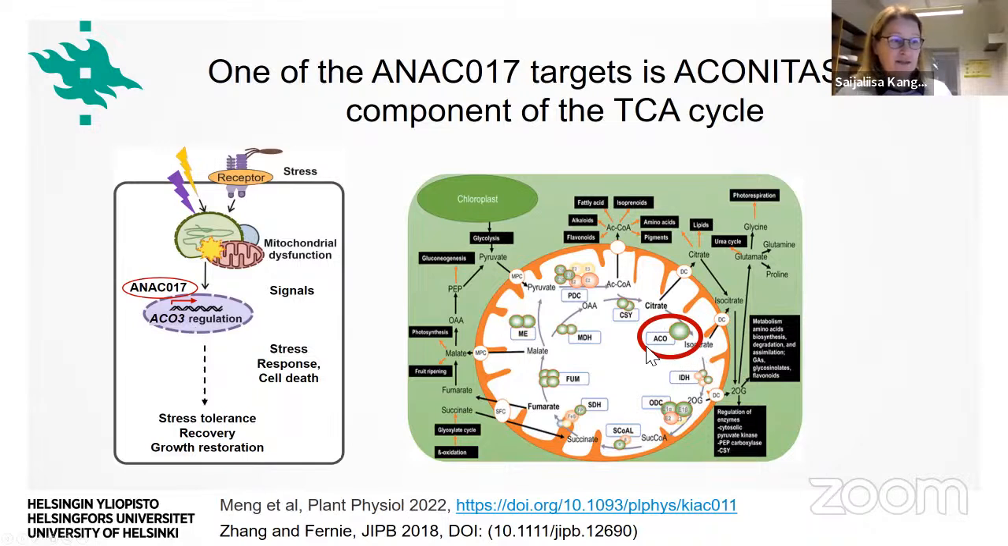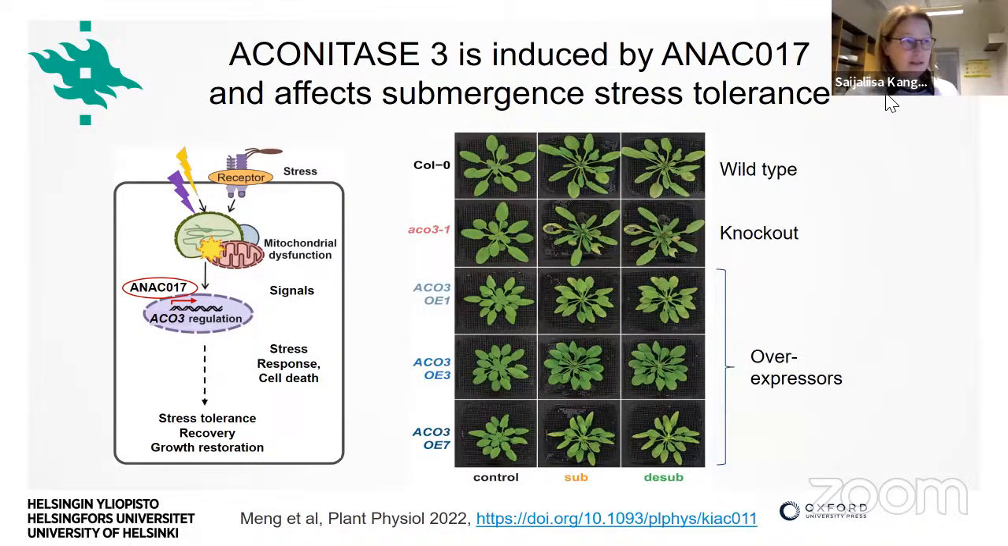So this picture just shows that aconitase is an enzyme in the citric acid cycle or tricarboxylic acid cycle. And in Arabidopsis, we talk about aconitase 3 because Arabidopsis has 3 isoforms of this enzyme, and this particular one was identified in this screen. And so to understand how aconitase functions in the submergence stress, we had generated in my lab some mutants for aconitase 3 that we fished through some other way, and these just happened to be available.